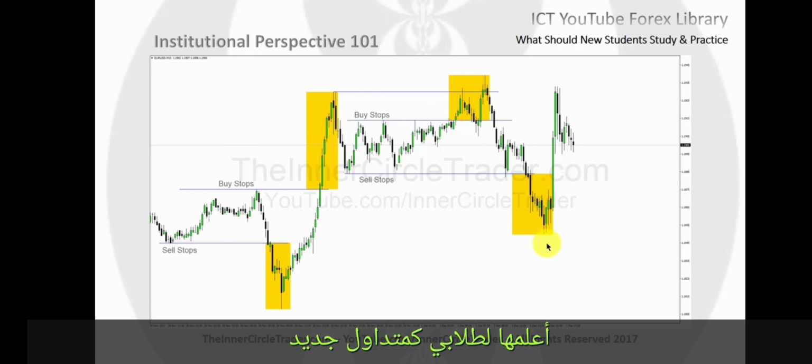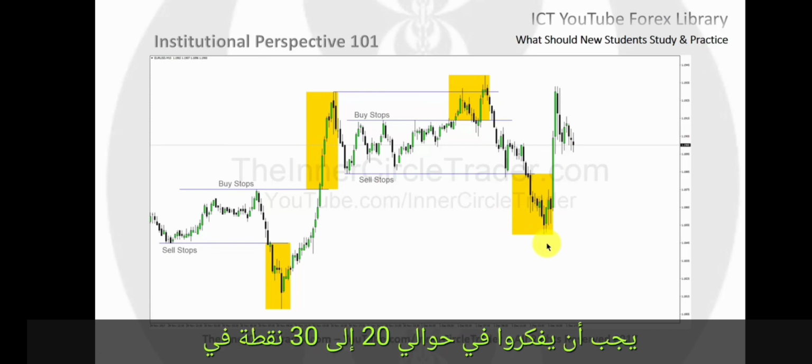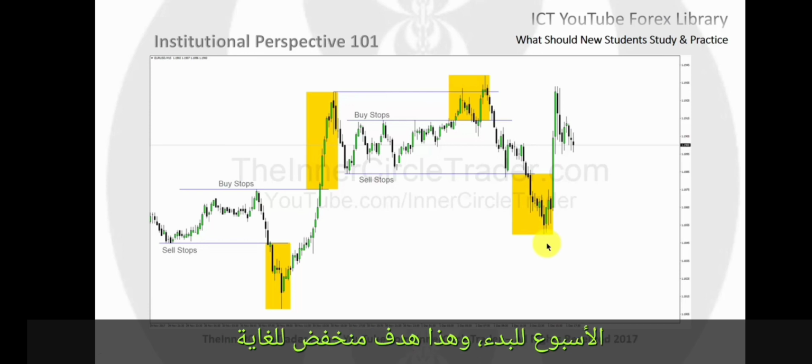I teach my students, as new traders, to think about 20 to 30 pips per week to start. And that's a very, very low threshold objective. It's easy to get. Probably doesn't feel that way now as a new trader, but I promise you, over a few lessons, you'll see how very easy it is to find 20 to 30 pips over the course of a week. The problem's going to be your ability to refrain from trading once you get it.